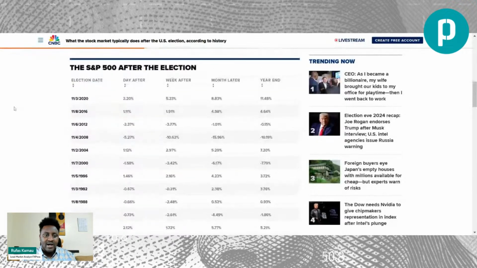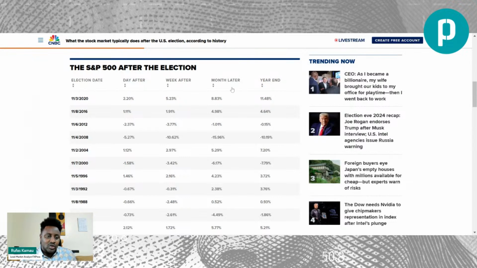Yes, we have a summary of the performance of the SP 500 index in previous years, that is during election years. And this is quite a good summary. So it basically talks about what the stock market typically does after the US election according to history. So in this case, we have a summary analysis for a day after elections, week after elections, month later, and then year end, towards the end of the year.